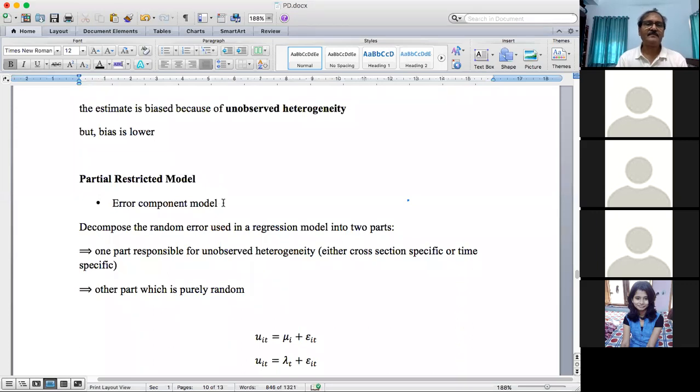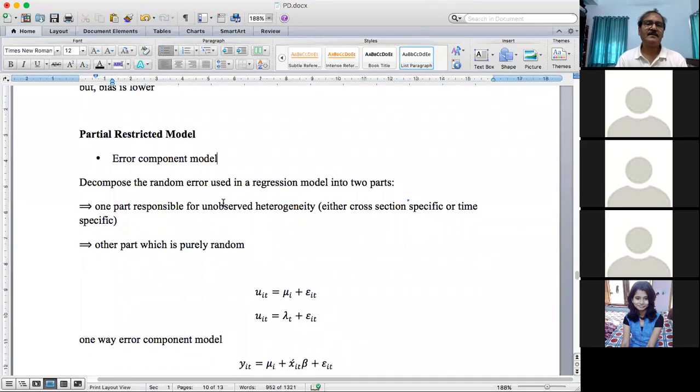And in this partially restricted model, we have what is known as the error component model. So this is the basic benefit we can draw from panel data. In a panel data, in the true sense, we can estimate a model which is known as the error component model. So now let us try to understand the meaning of the error component.